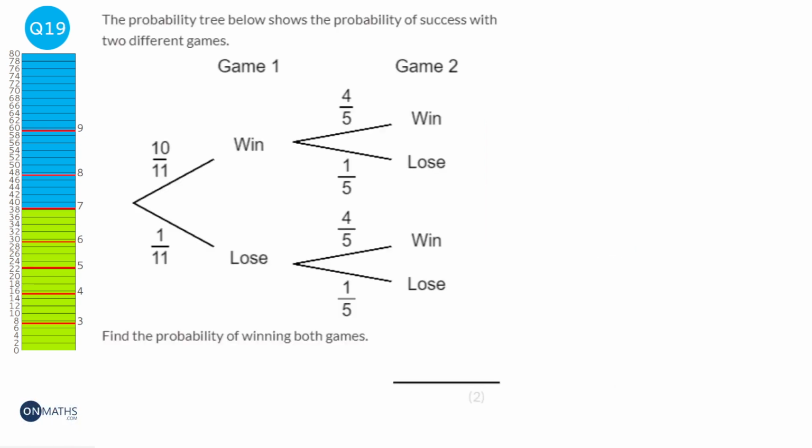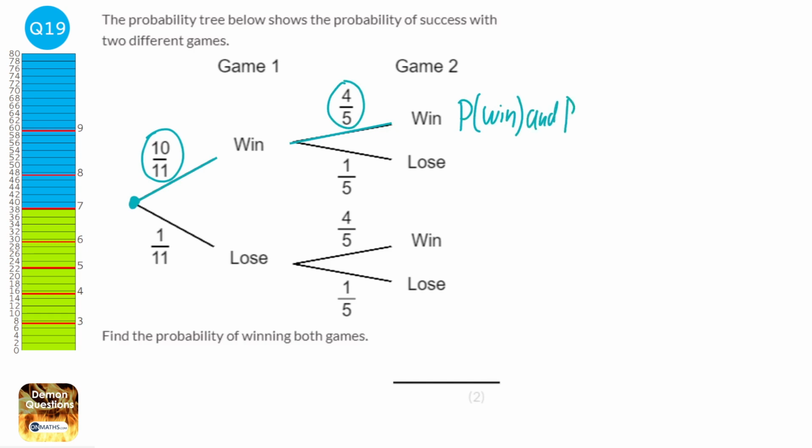To start these questions, we always start here, and we go down the lines. So it says probability of winning both games. So we're going to go up this one, and we're going to pass this fraction here, and then we're going to win the second game. So we'll go up this one, and cross this fraction here. Now the bit at the end will show us the probability of winning game 1 and the probability of winning game 2.